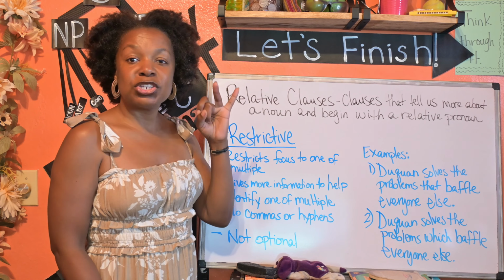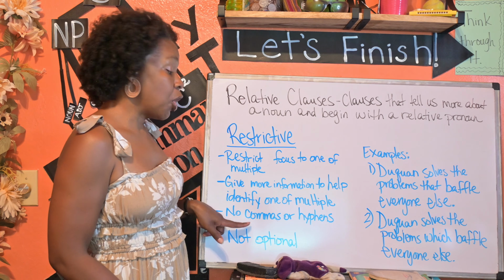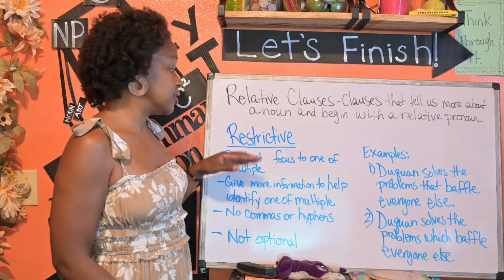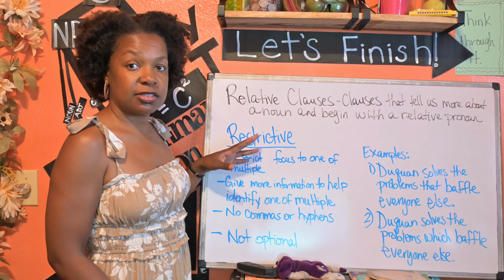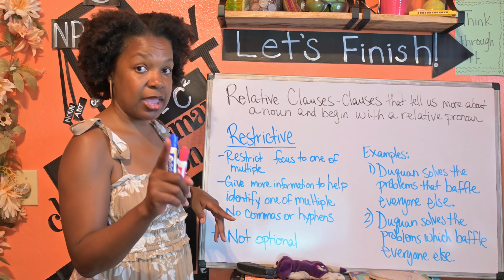So these are doing the same thing. We're just saying it differently. We're restricting focus to one of multiple, or we are given more information to help us identify one of multiple. There are no commas or hyphens with restrictive clauses. Okay? And I'll explain why in a minute.